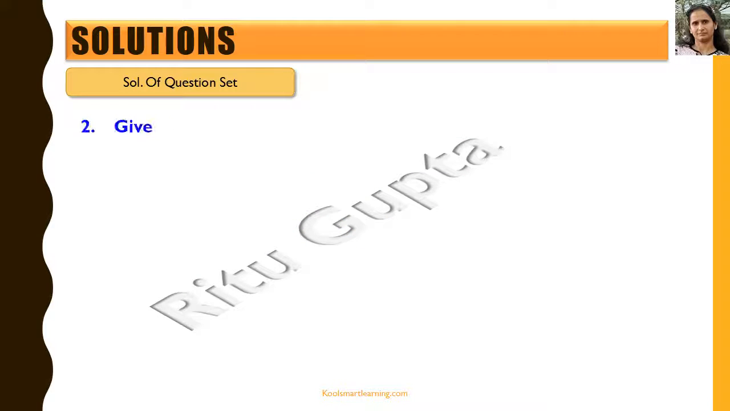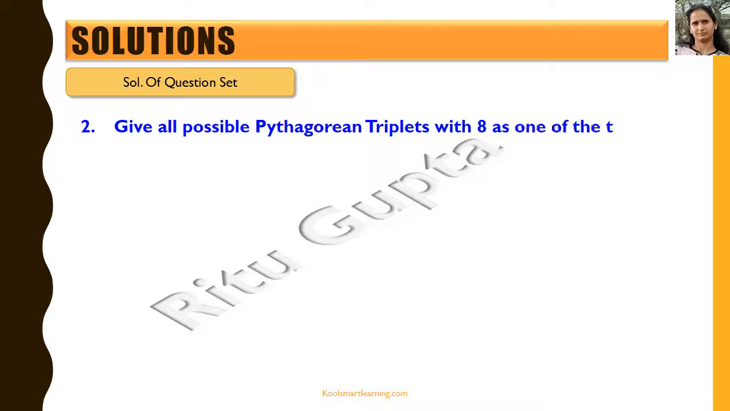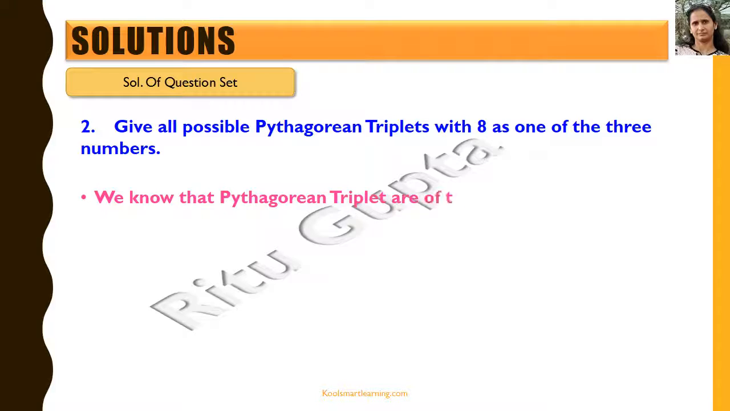Let's now look at the second question. We need to give all the possible Pythagorean triplets with 8 as one of the three numbers. So we know that Pythagorean triplets are the numbers which follow the rule that a square plus b square is equal to c square. Then a, b, c are the Pythagorean triplet. And we also know that Pythagorean triplets are of the type 2m, m square minus 1 and m square plus 1.